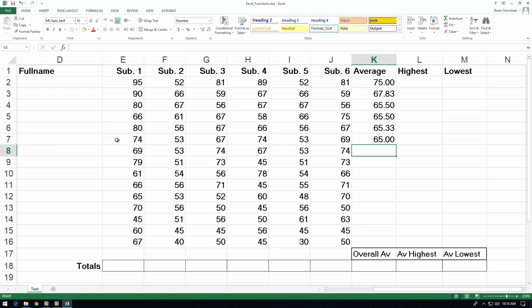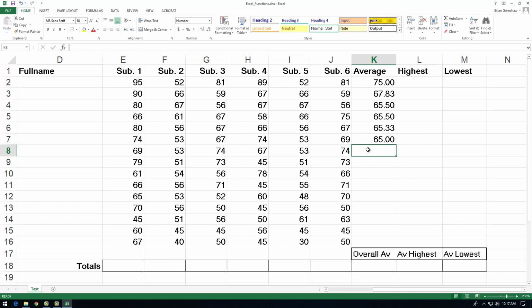Now, you do have to be careful when you're clicking and dragging. Don't put the K column in your argument. You can't average a cell that has the average itself in the argument. That will give you an error. So you be careful with that. Remember, spreadsheets are exceptionally precise. Just tell it exactly what you want.